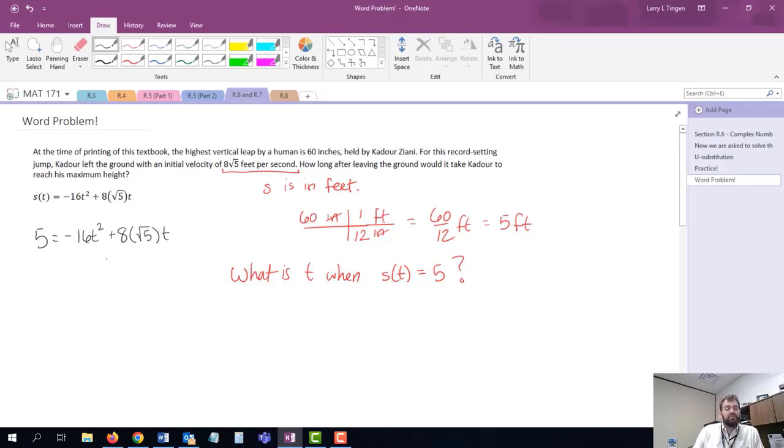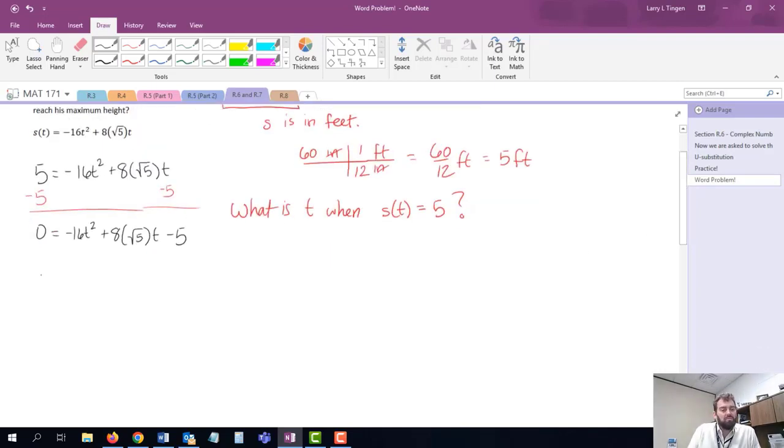This is a quadratic, so what am I going to do? I'm going to get everything on one side. It doesn't look like a quadratic because of the b, because that 8 times the square root of 5, but it is. So everything to one side, right? I got a quadratic, I got all 3 terms, which is why I'm moving everything to one side. Left-hand side has 0 on it, right-hand side: negative 16t squared plus 8 times the square root of 5t minus 5.